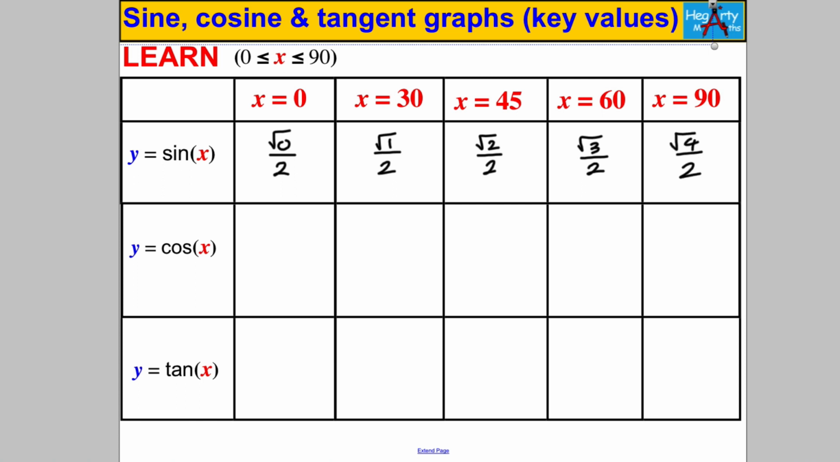Now the reason this helps you remember it, all you've got to remember is root 0, root 1, root 2, root 3, root 4, and all the time it's over 2, divided by 2, divided by 2, divided by 2, divided by 2. Now, root 0 over 2, that's clearly 0, isn't it? Root 1 is 1, 1 over 2 is a half. So just like the slide before.